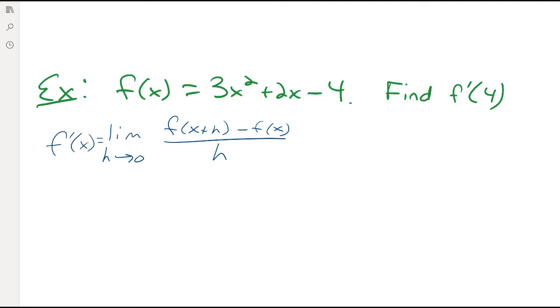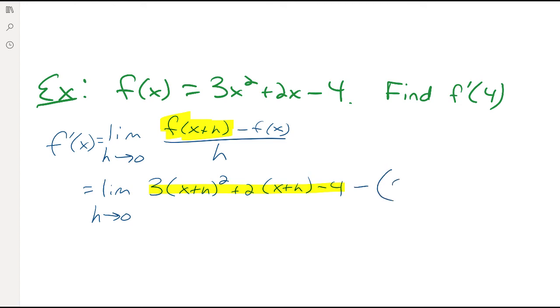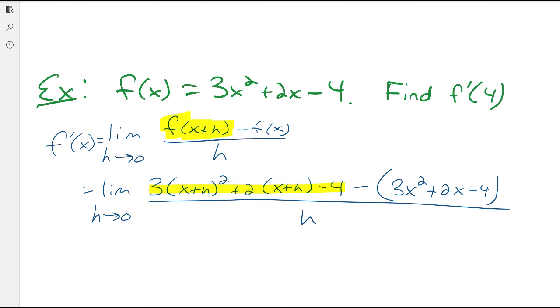And this is the derivative. Okay, so we do exactly what we did before. All right, that's the limit as h approaches 0. My f of x plus h will be 3 times x plus h quantity squared plus 2 times x plus h minus 4. Okay, so keep in mind that is this portion of our derivative definition. All right, minus, in parentheses, the original f of x, which is 3x squared plus 2x minus 4. Okay, and we put this all over h. All right, so this is f prime of x.